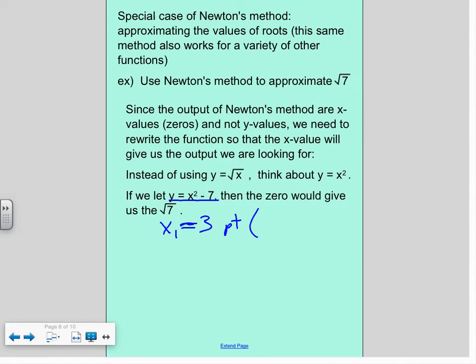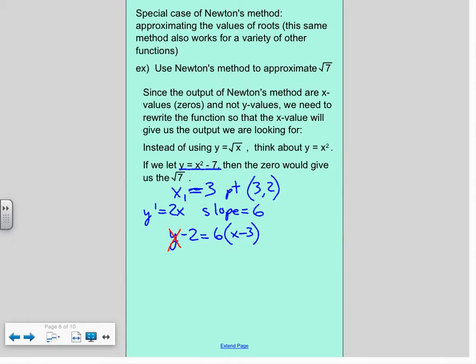So my point would be 9 minus 7, so it'd be 2, (3, 2). And then I need a y prime. So my y prime is just 2x. So my slope would be 2 times 3, or 6. So my first equation is pretty simple. y minus 2 equals 6 times x minus 3.